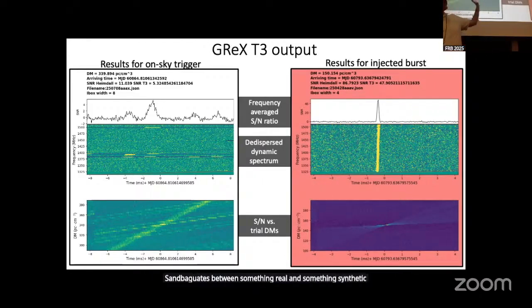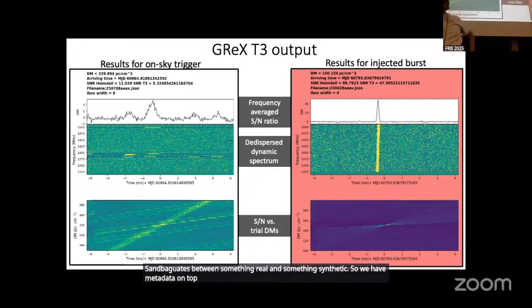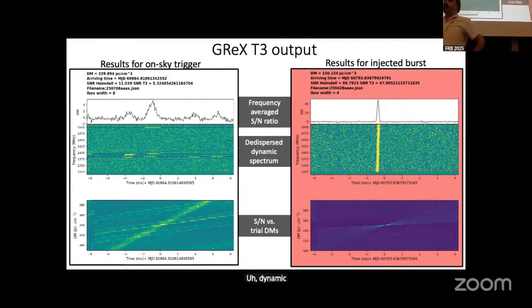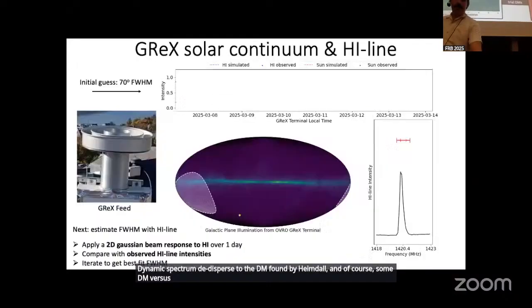So we have metadata on top, signal to noise, dynamic spectrum dedispersed to the DM found by Heimdall, and then of course some DM versus time plots.